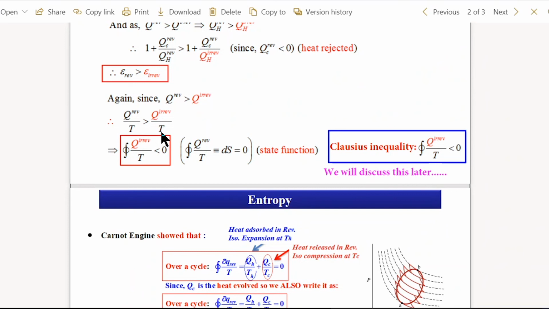The heat absorbed in the isothermal expansion step is going to be much more if it is done reversibly than that of the system which is carried out irreversibly, right?